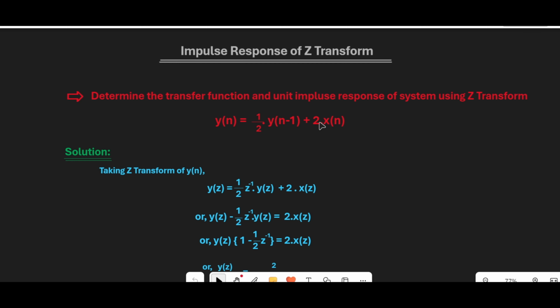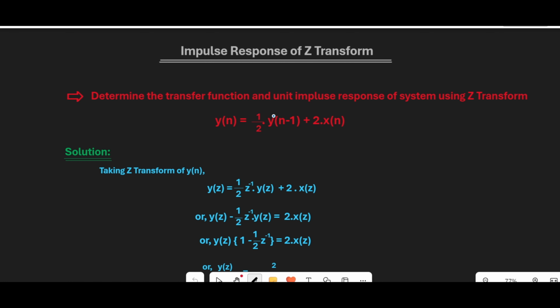Hello everyone. In this lecture, I will discuss the impulse response of the Z transform. The first problem is to determine the transfer function and unit impulse response of the system using the Z transform. The function is y[n] equal to half y[n minus 1] plus 2 into x[n].